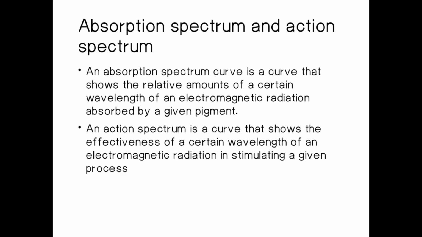An action spectrum is a curve that shows the effectiveness of a certain wavelength of an electromagnetic radiation in stimulating a given process. So which process are we talking about? There are so many processes. It can be germination, it can be flowering, it can be photosynthesis. So in this case, we are talking about what?